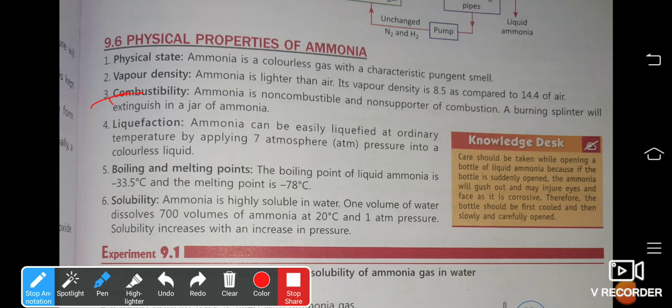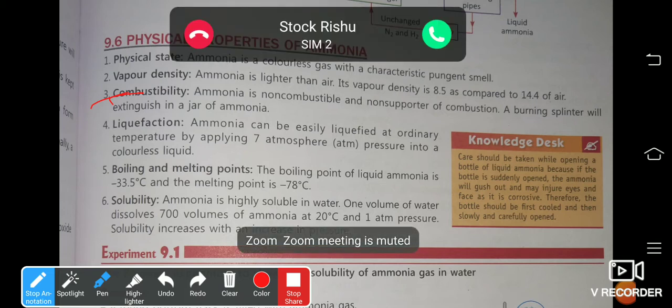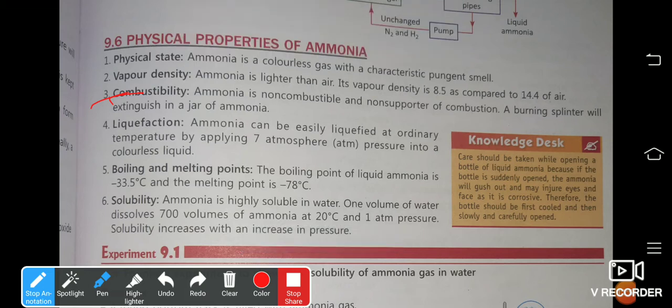Liquefaction. Ammonia can be easily liquefied at ordinary temperature by applying 7 atmospheres pressure into a colorless liquid. But please remember, we are using 200 atmospheres pressure for liquefaction of ammonia. As the reaction is reversible in nature, we have to use a high pressure. Boiling point and melting point. The boiling point of liquid ammonia is minus 33.5 degrees Celsius and the melting point is minus 78 degrees Celsius.